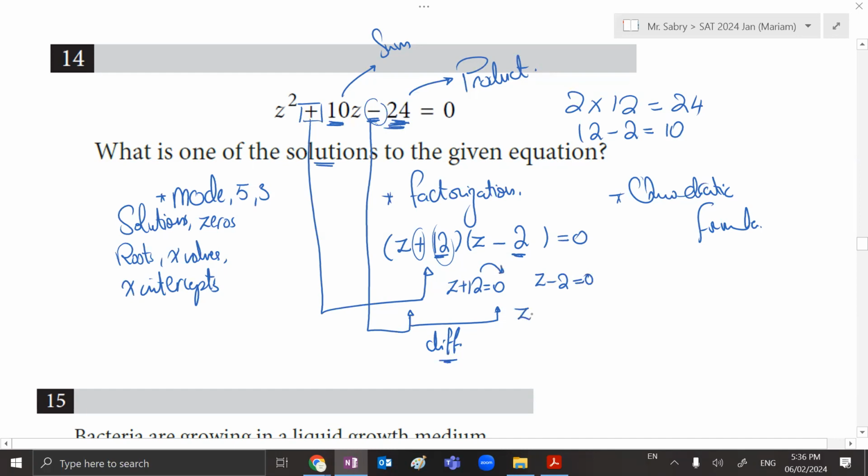Move 12 to the other side, and that would get you z equals negative 12, and move 2 to the other side, and that would get you z equals 2. So there are two solutions. These are the two solutions. These are the roots. These are the x values, the x-intercepts, the zeros, and so on. These are the same values that the mode 5.3 would get me on a calculator.